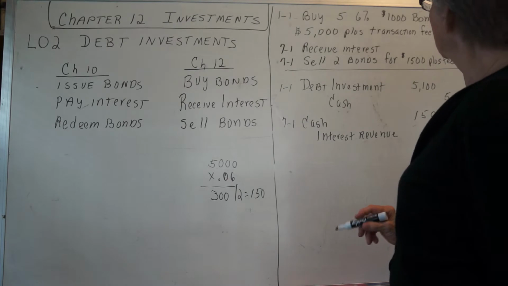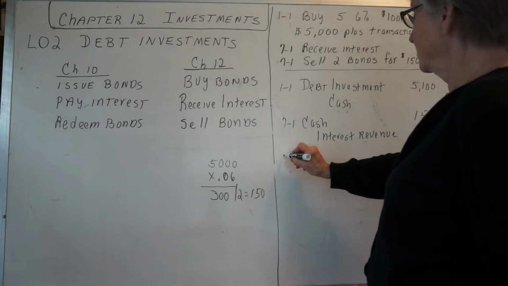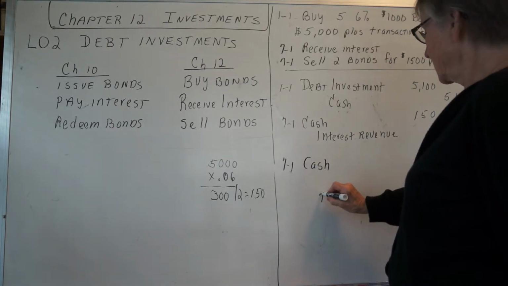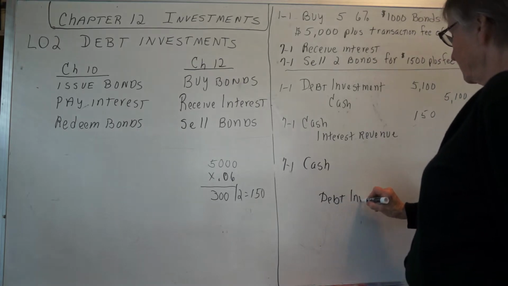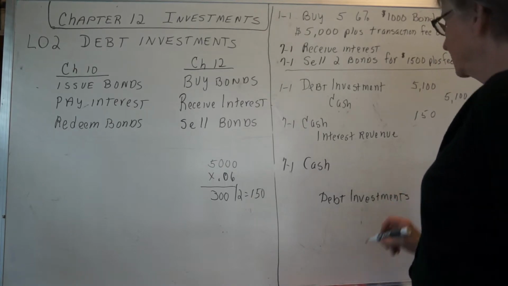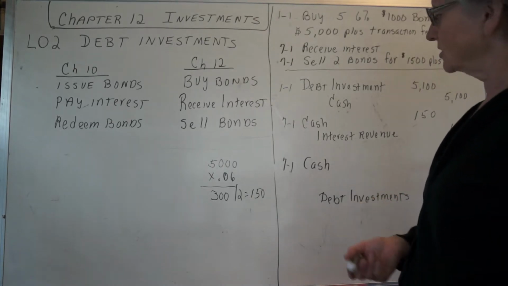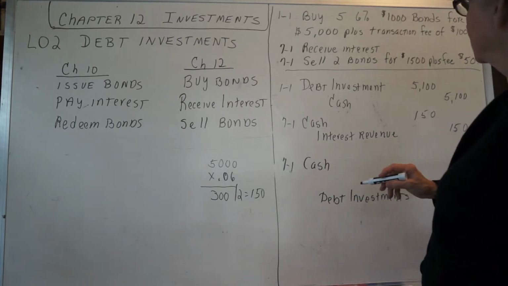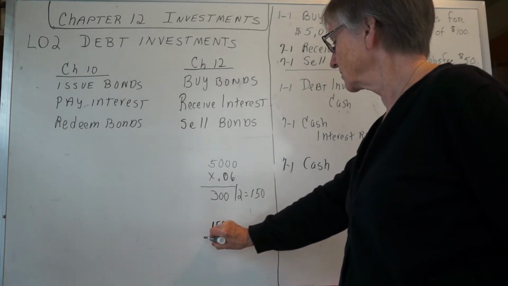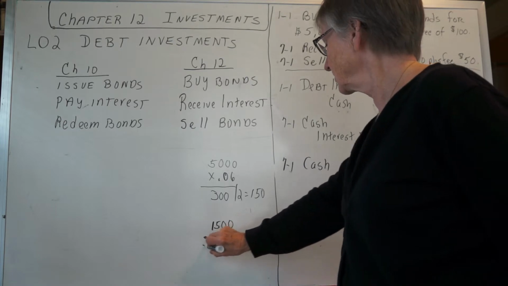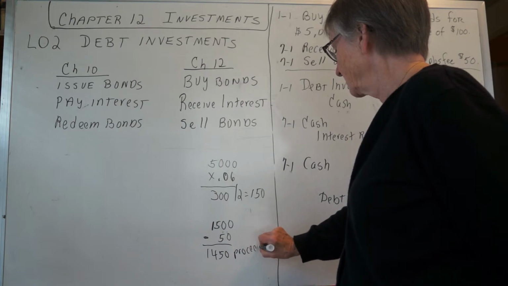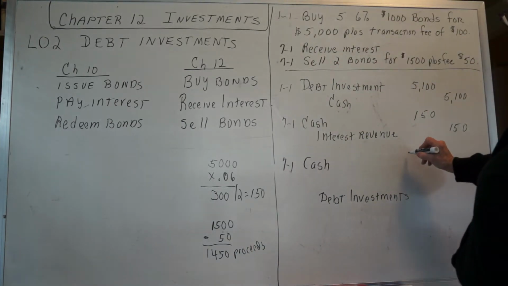Okay, now we're going to sell 2 of our 5 bonds, on 7-1. So we're going to receive cash, because we sold it. We're going to take the debt investments off the books, just the ones we sold. And there's also probably going to be a gain or a loss on the transaction. Okay, step at a time here. How much cash did we get? Well, we sold them for $1,500, but we had to pay a fee. So we've got to take out that $50 fee. So our proceeds, what we actually get after the fees, are $1,450.